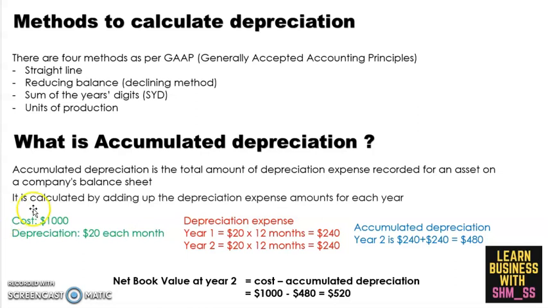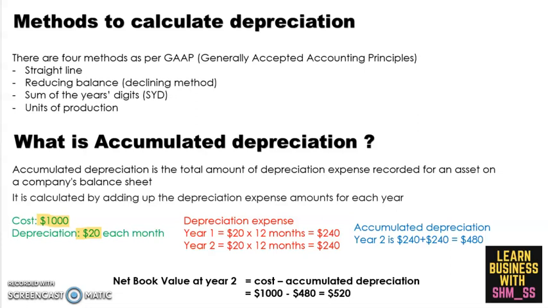So accumulated depreciation is simply the total amount of depreciation that is recorded for an asset on a company's balance sheet. This is a very easy thing to calculate. This is just adding up each year's, each month's depreciation for an asset. For example, let's say we buy an asset for $1,000. We allocate a depreciable amount of $20 each month.